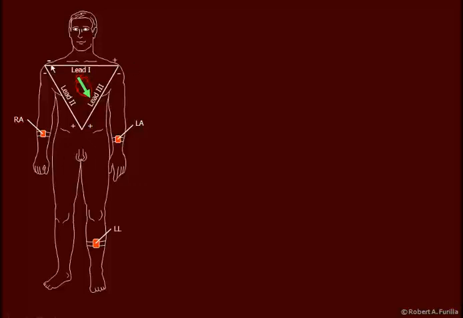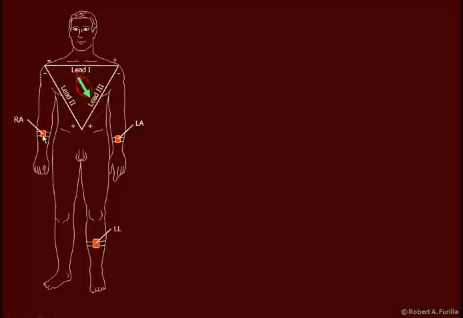Lead 1, the negative electrode, is placed on the right arm and the positive electrode on the left arm. Lead 2 shows the negative electrode on the right arm, the positive electrode on the abdomen. Lead 3, the negative electrode on the left arm and the positive electrode again on the abdomen. We normally place electrodes around the chest.